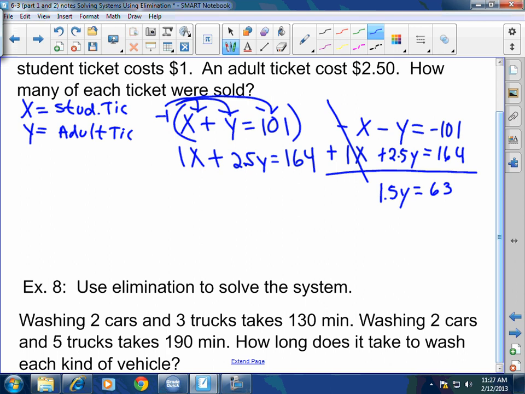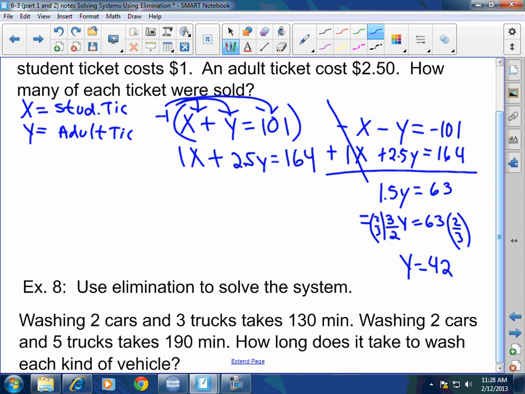And then you divide by 1.5, or for those of you who don't like division, doesn't 1.5 turn into 3 halves? What did I tell you to get rid of? How do we get rid of that fraction? You multiply by the reciprocal. So 2 over 3 to both top and bottom. It's going to make your life a lot easier. 63 divided by 3 is 21 times 2 is 42. So there's 42 adult tickets.